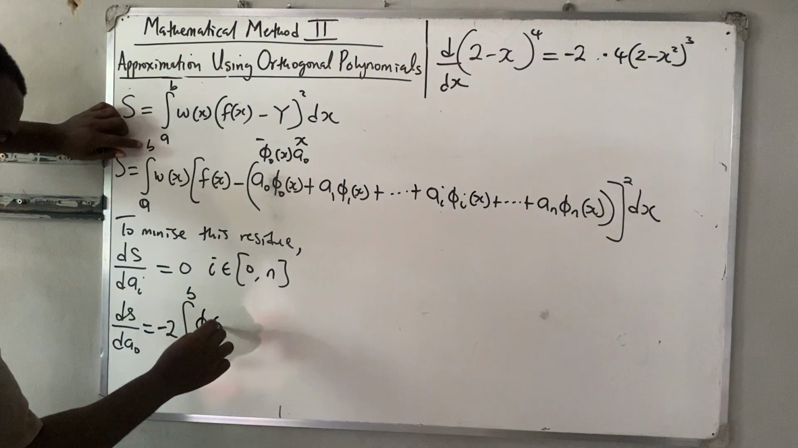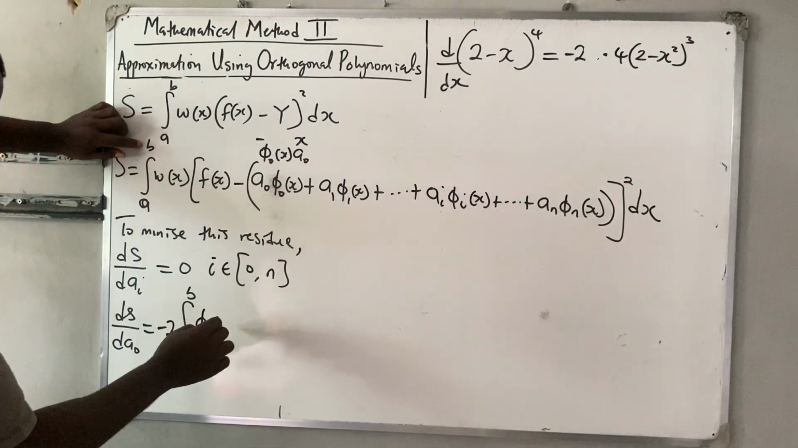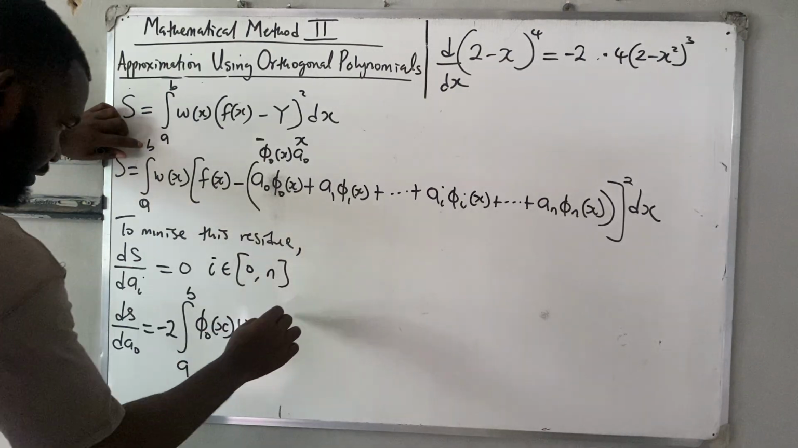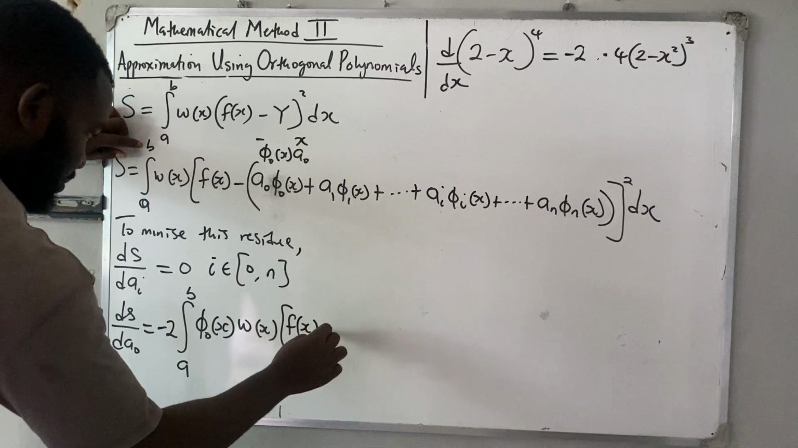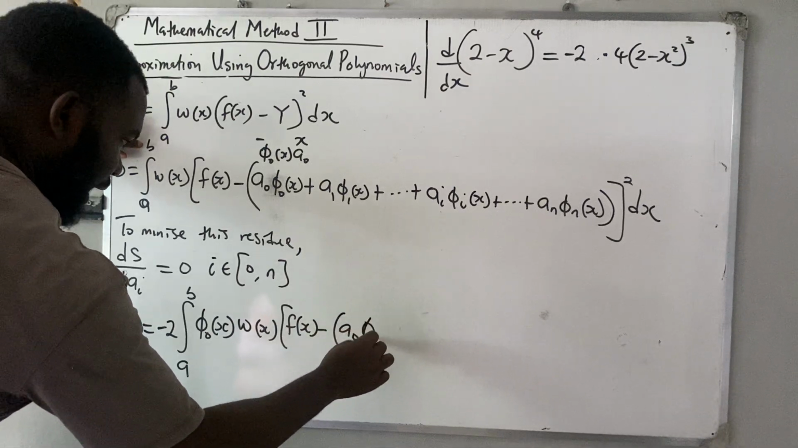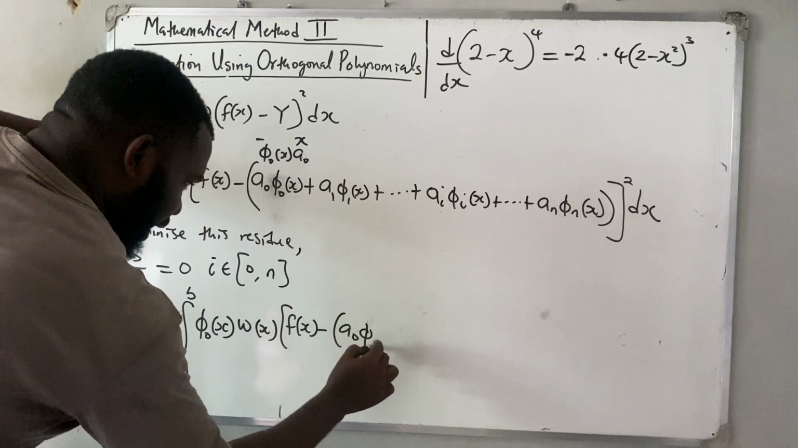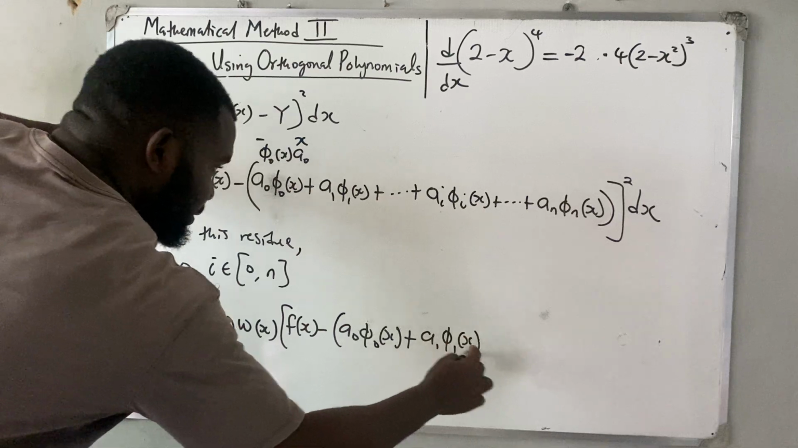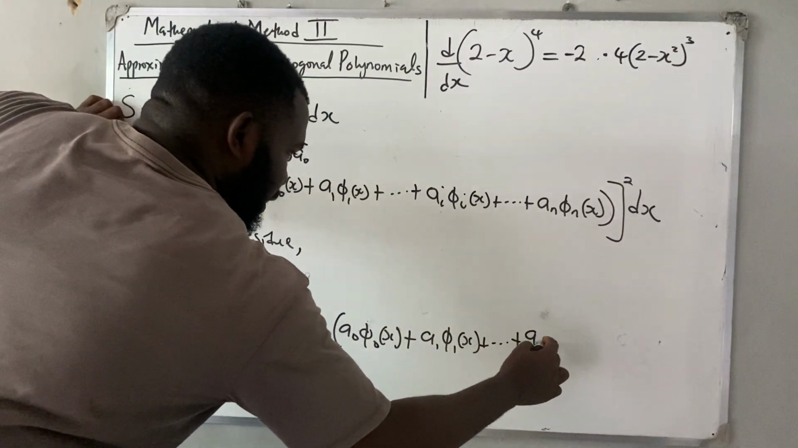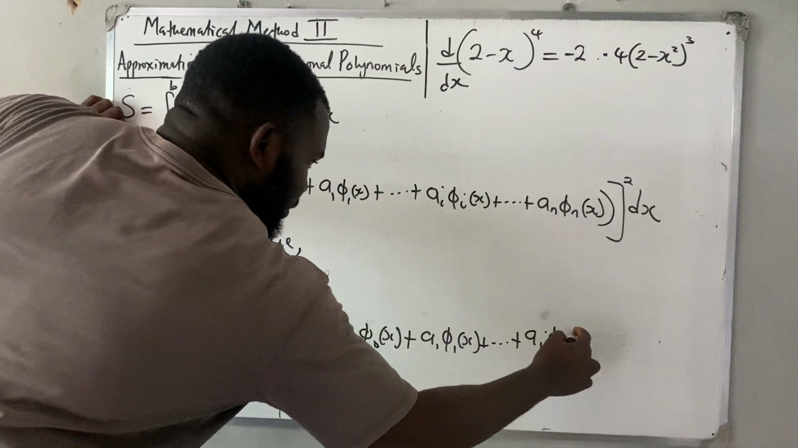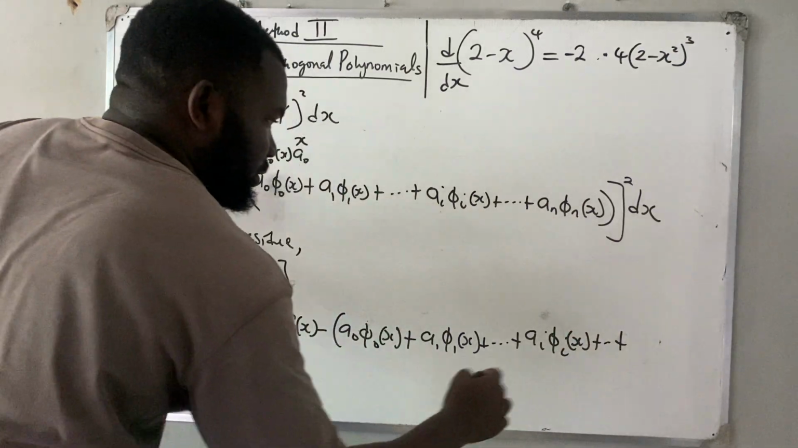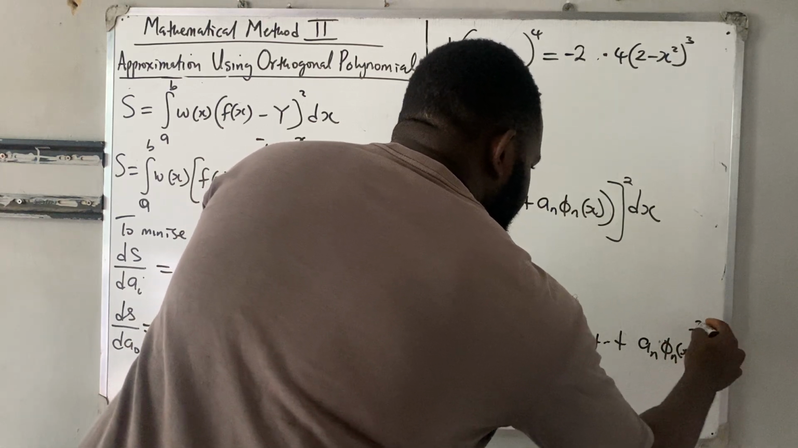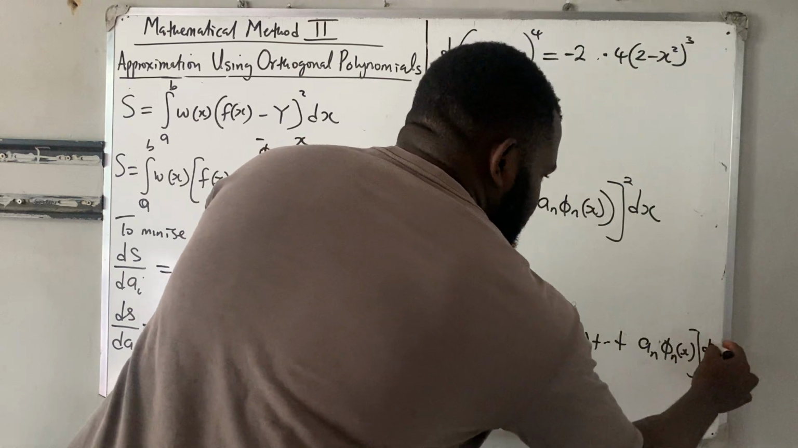So we have phi naught of x, then repeat everybody, w of x, then into f of x minus a naught phi naught of x plus a1 phi 1 of x plus ... plus ai phi i of x plus ... plus an phi n of x. There is no square now, so I'm going to just have the x.